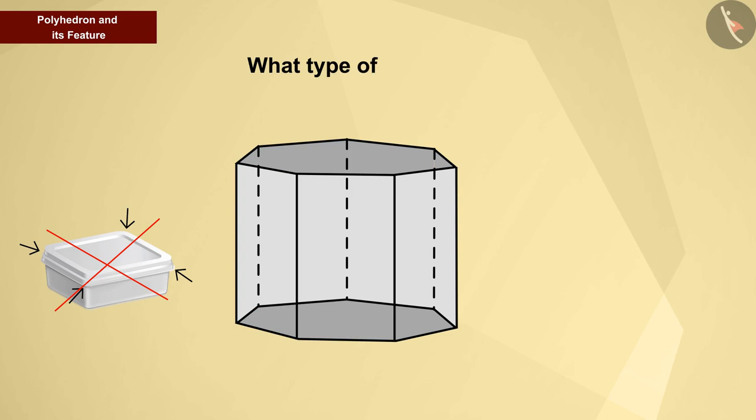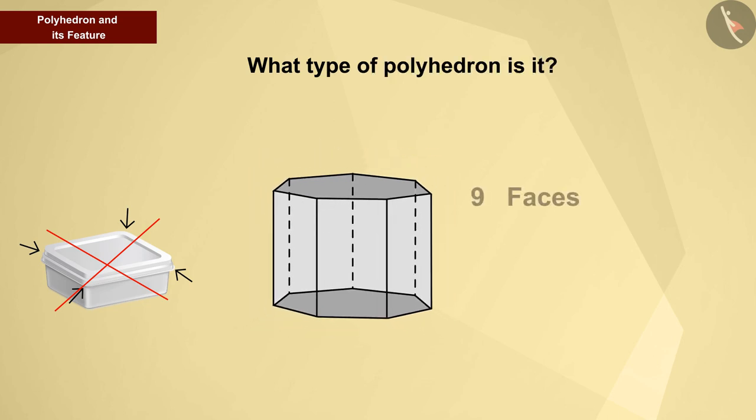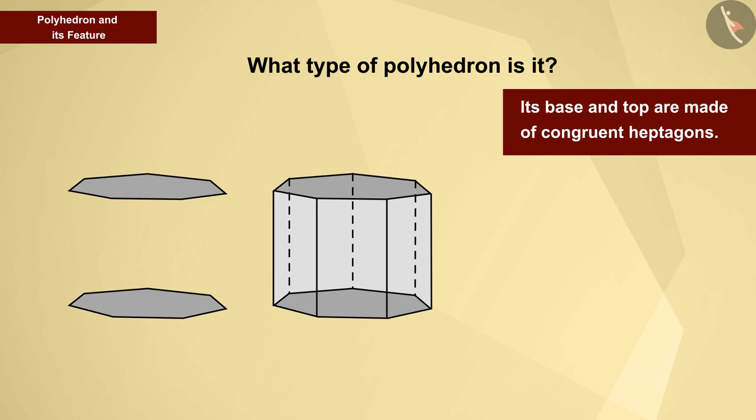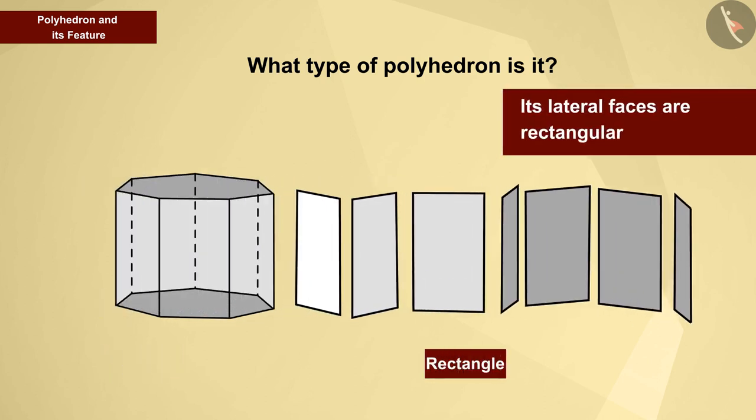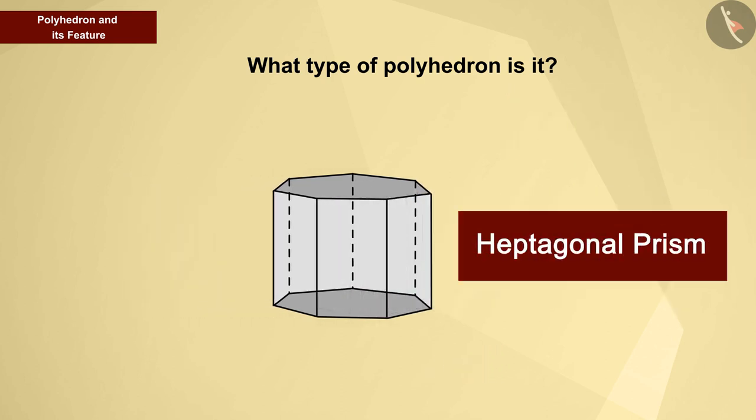But what kind of polyhedron is it? It has 9 faces, 14 vertices, and 21 edges. If we look closely, we will find that its base and end are made of congruent heptagons, which are also parallel, and all lateral faces are rectangular. This polyhedron is a heptagonal prism.